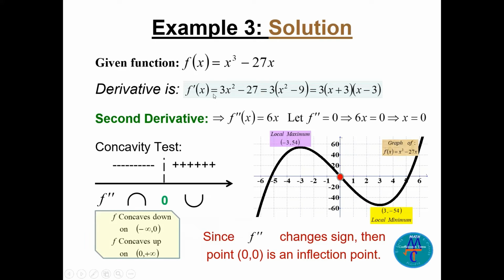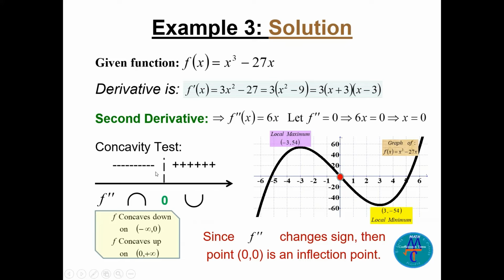The first derivative was this one here, 3x squared minus 27. This is the first derivative. The second derivative will be f double prime, only 6x, see? Let f double prime equal 0, 6x equals 0, that means x equals 0. So we have to check the concavity test. Below 0, take any negative number and put it in f double prime. See, we are studying here f double prime, the second derivative.